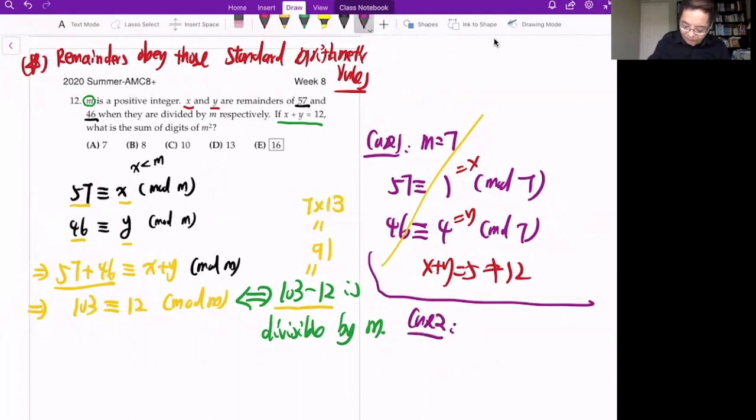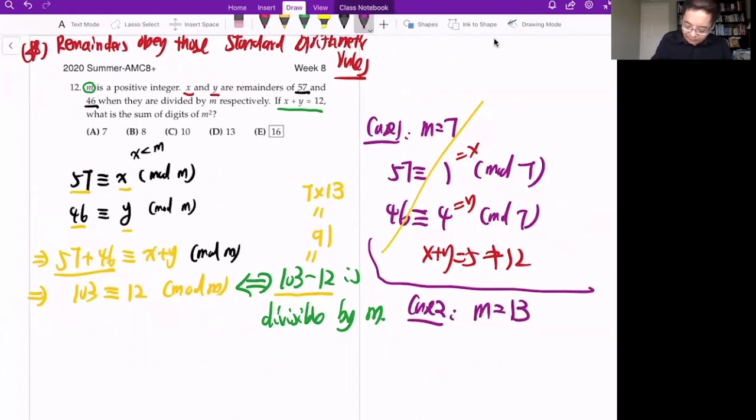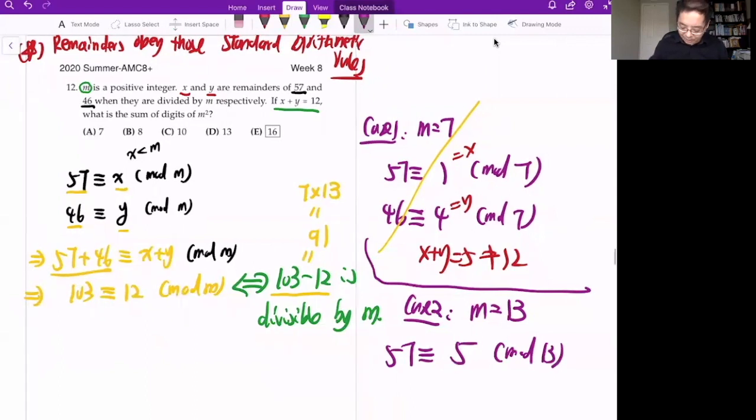So case 2. How about n is 13? If n is 13, 57 divided by 13, what is the remainder? It's 5. Now 46 divided by 13, what is the remainder? The remainder is 7. So here we have x is 5 and y is 7.